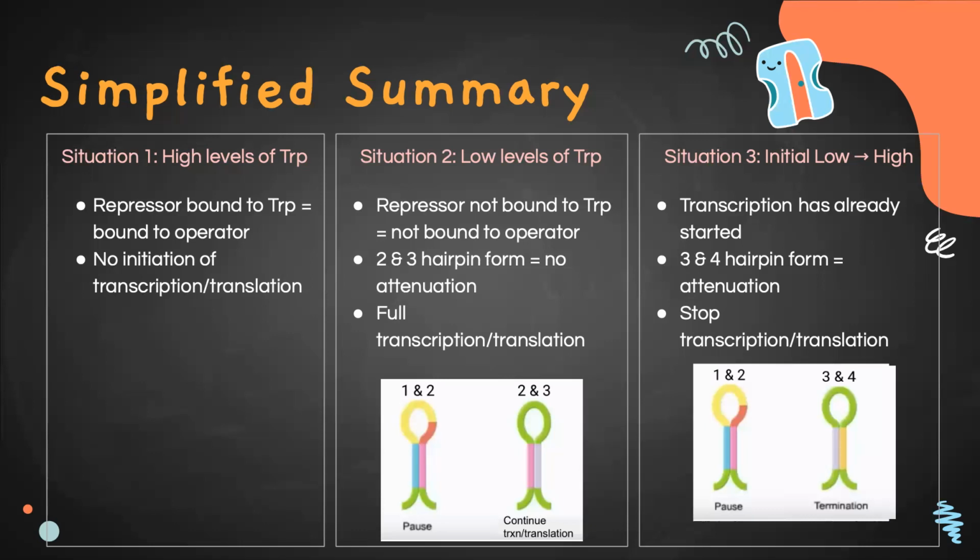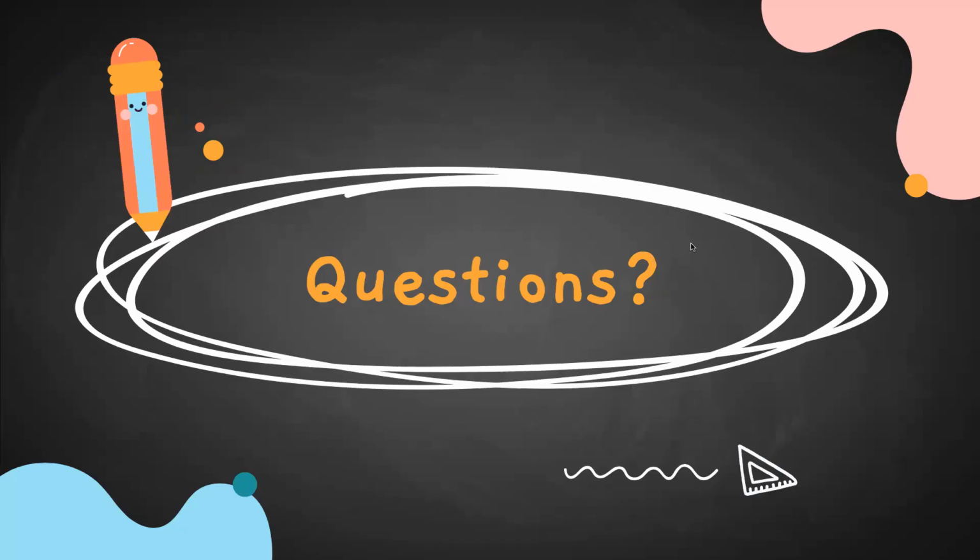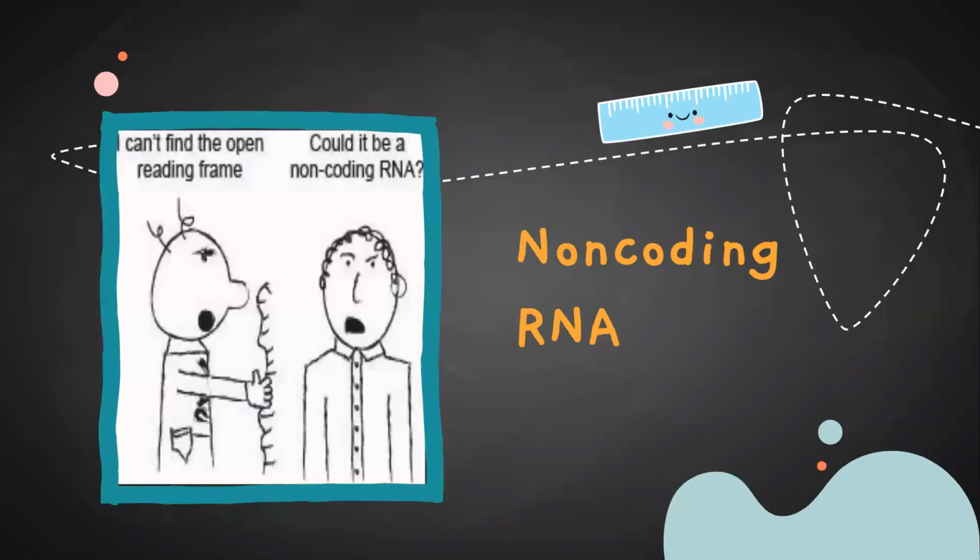All right. Okay, so that's just a question slide. Now we're moving on to non-coding RNA, which is essentially just any RNA in the cells that is not mRNA, so it's not coding for a gene.